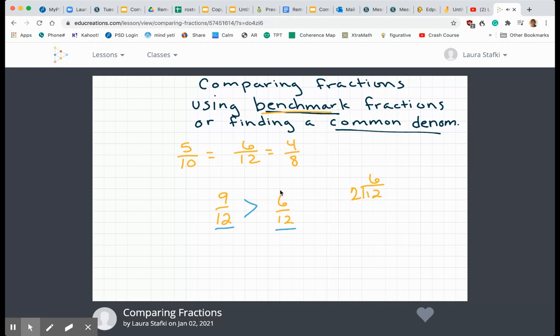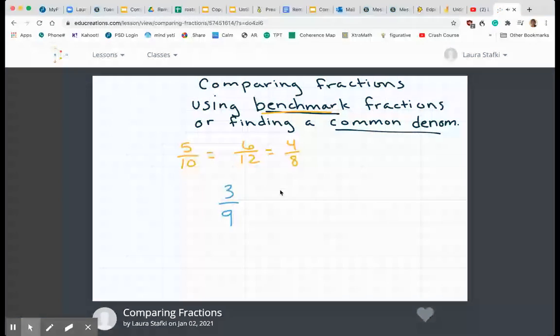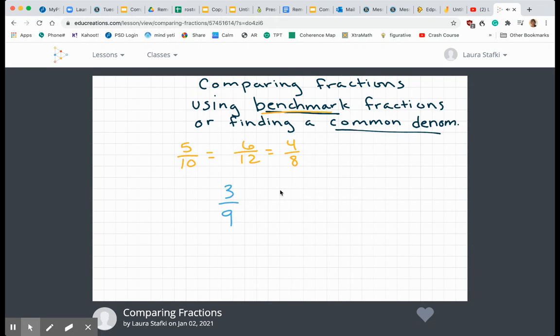And I could do most of that in my head because I can think in my head that 6/12 is half. Okay, so if I gave you another fraction, let's say 3/9, is that greater than or less than or equivalent to 1/2? Pause your video.